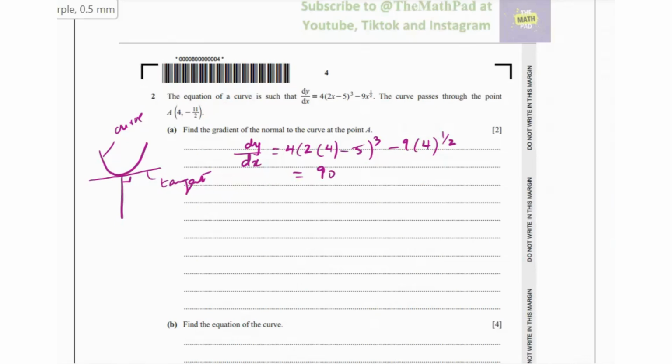Since the tangent is at right angle with the normal, it's going to be 90 times m2 equals negative 1. So m2 is going to be negative 1 over 90. We know when two lines are perpendicular, the product of the gradients always equals negative 1. So this is your gradient of the normal.